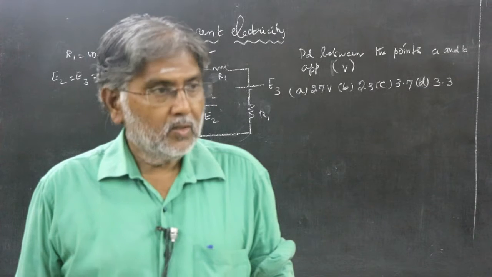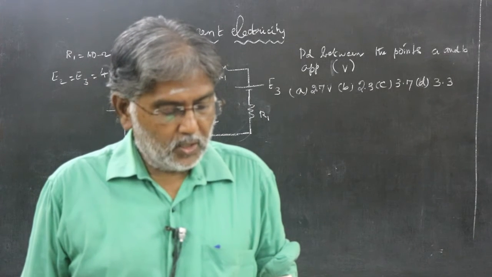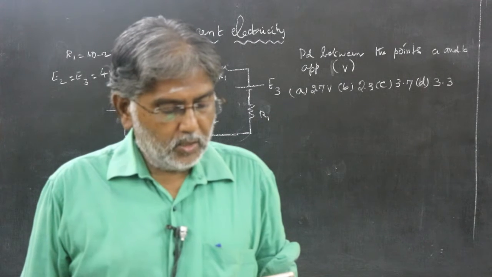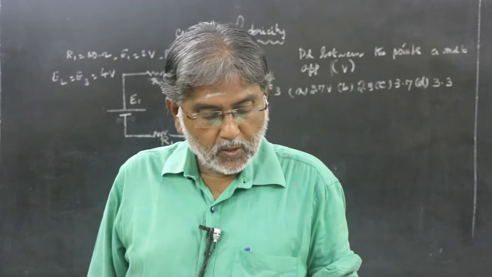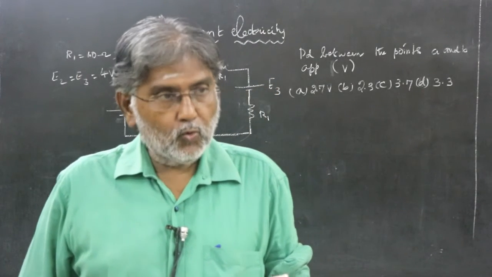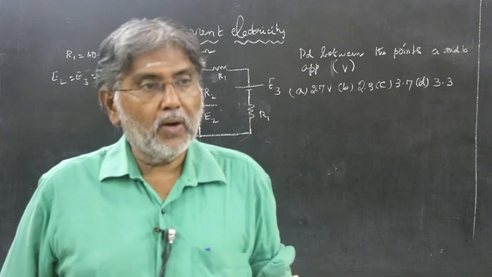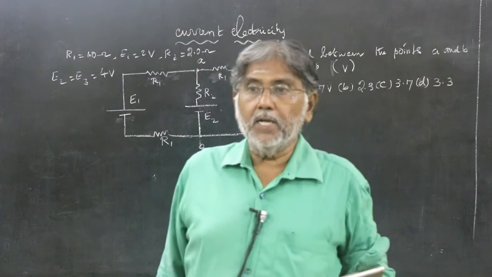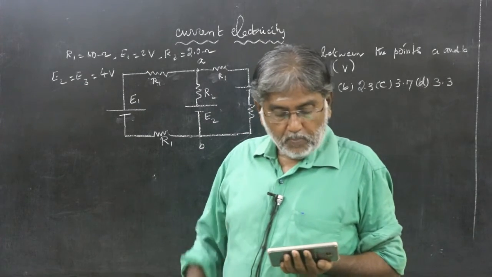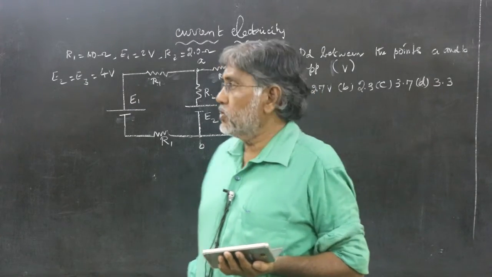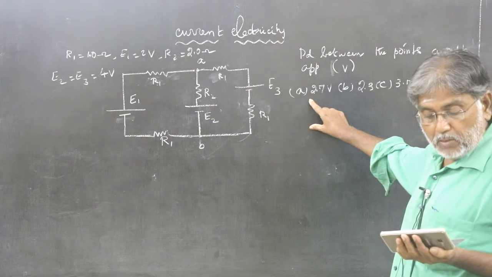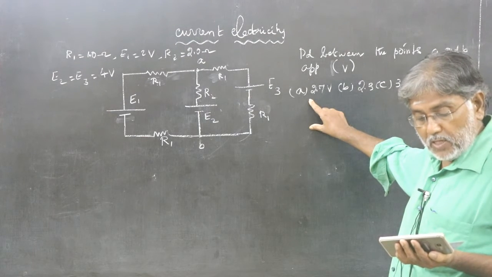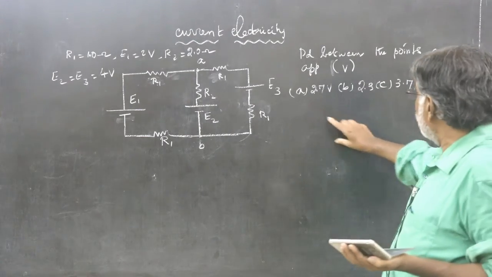Hello. Next question. For the circuit shown with R1 equal to 1 ohm, R2 equal to 2 ohm, E1 equal to 2 volt and E2 equal to E3 equal to 4 volt, the potential difference between the points A and B is approximately ___ volt. You are given 4 options. Option A 2.7, option B 2.3, option C 3.7, option D 3.3.